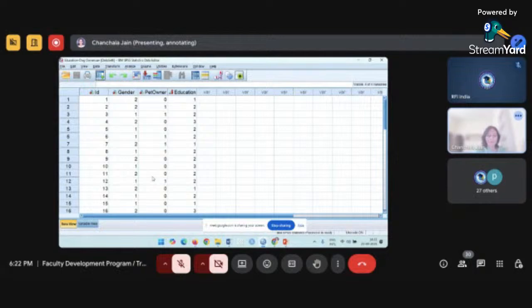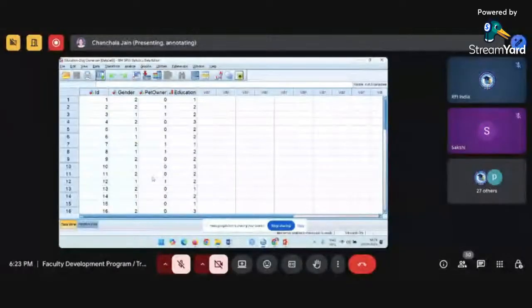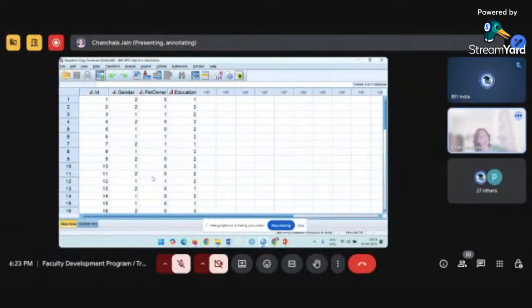You can find here there are multiple variables given in the sheet. The second type of chi-square, that is independence of attributes, or test of association, looks at only two variables. So beforehand I need to decide which two variables I'm selecting. Suppose I'm selecting gender and pet honor, right?